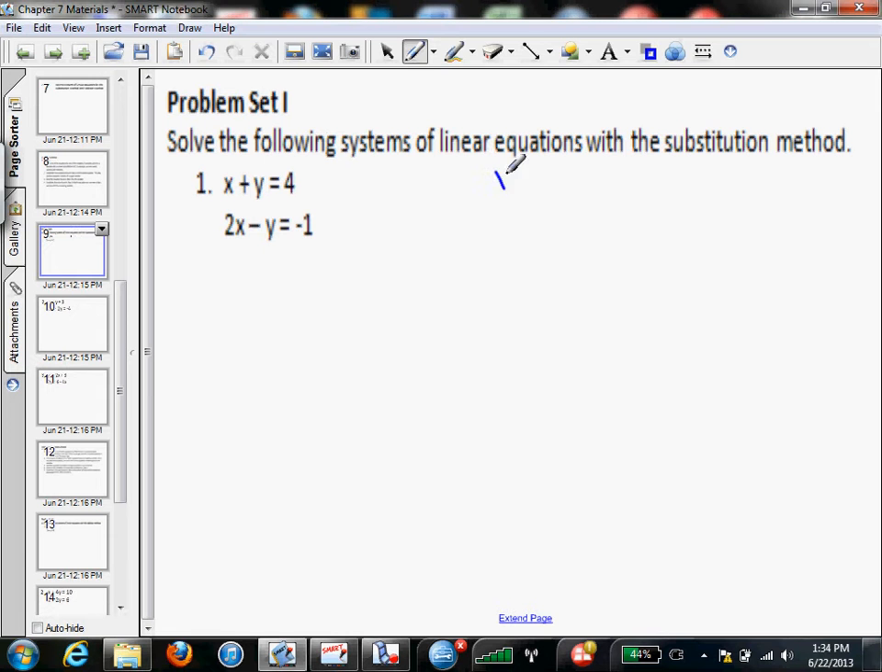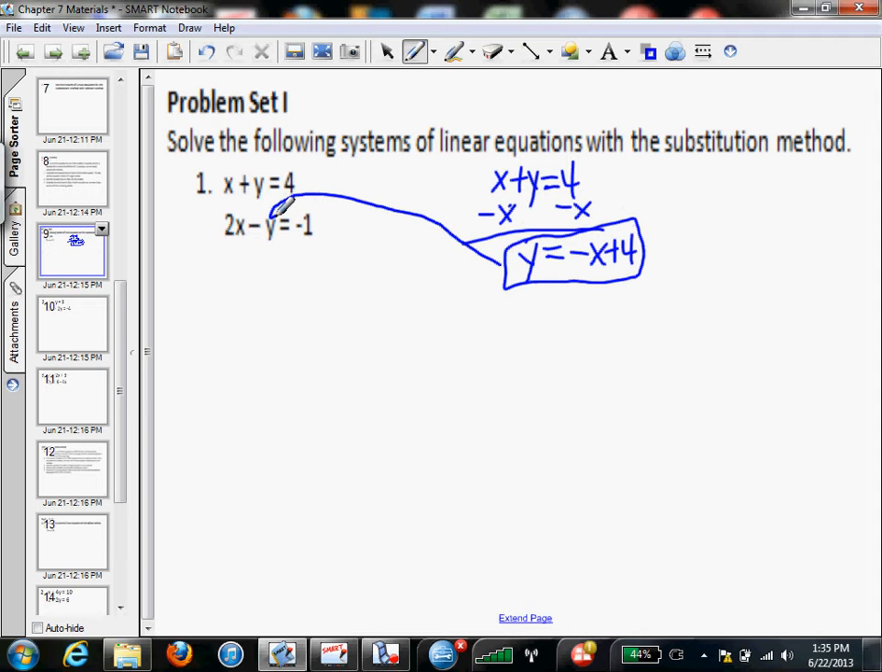So I'm going to go ahead and solve this first equation, x plus y equals 4, for y. When we do that, we're going to subtract x on both sides. So we have y equals -x plus 4. The procedure now is to take what you just solved for from the first equation and plug it into the variable that it's equaling in the second equation, the one that you did not solve for. So let's take 2x minus y equals -1. Where we see a y, let's replace it with everything we just solved for.